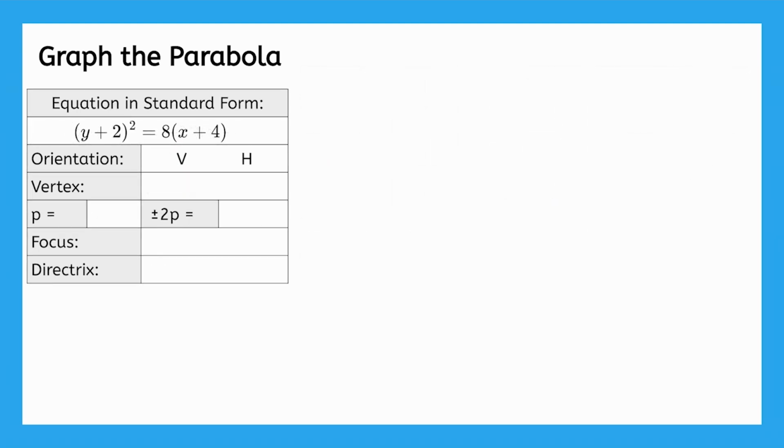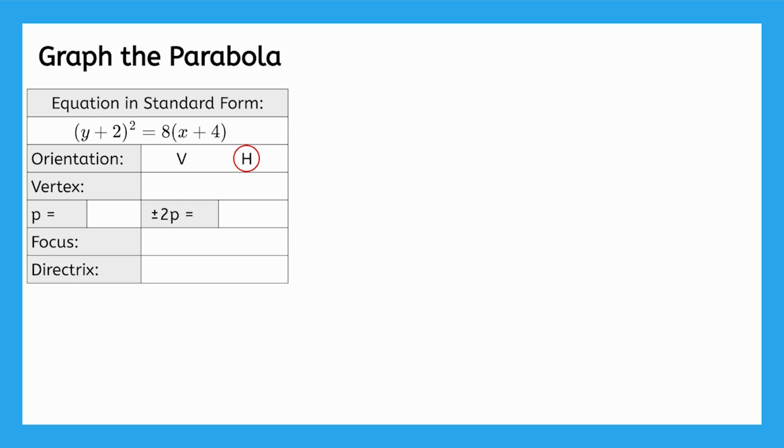To wrap up today's lesson, you'll graph the parabola (y + 2)² = 8(x + 4). The equation and the chart are in your guided notes. I'll help you get started, and then you'll finish on your own. Do you remember where to start? Correct! Start with the orientation. Since y is squared, the parabola will be horizontal.